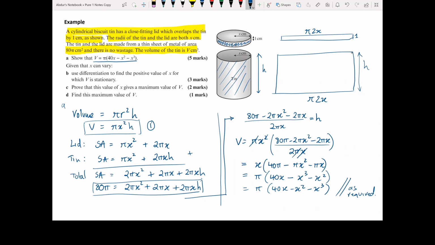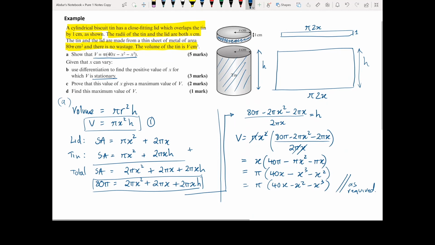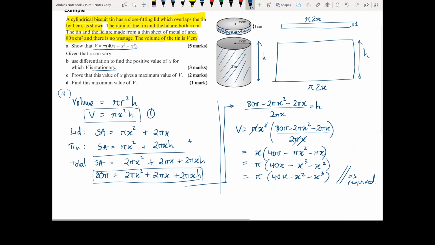Now that's a show that question. So whether you can do that part or not, you can go and do part B using that result. So given that x can vary, use differentiation to find the positive value of x for which v is stationary. Now the word stationary should trigger in our mind that we're looking at a stationary point. This is where dv by dx is equal to 0. So let's go and first of all find out what dv by dx is.